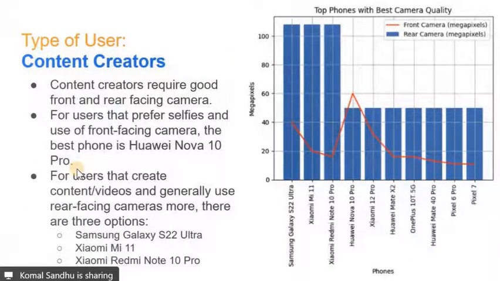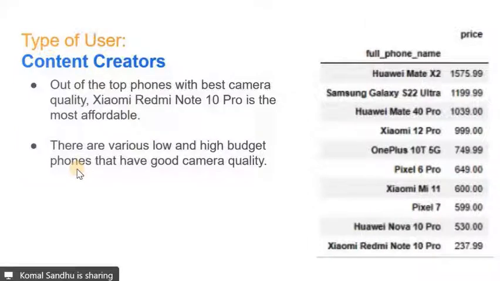And we have content creators that require a good front and rear facing camera. For front facing cameras, the Huawei Nova 10 Pro seems like a great option at 60 megapixels. And for rear facing cameras, there are three options that all have over 100 megapixels. Furthermore, out of these top 10 phones, there are a lot of good options for low and high budget phones. And so users can also find a good phone with peace of mind.